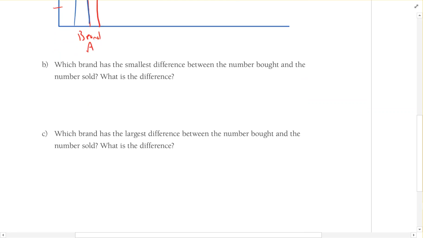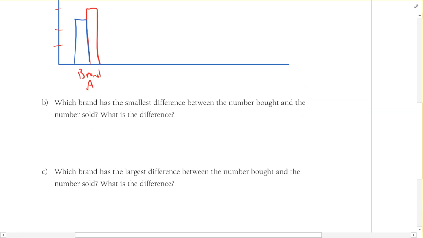Okay, B. Which brand has the smallest difference between the number bought and the number sold? What is the difference? Okay, C. Which brand has the largest difference between the number bought and the number sold? What is the difference?